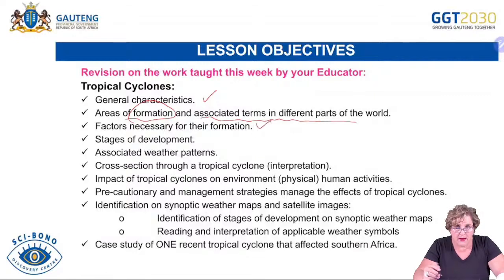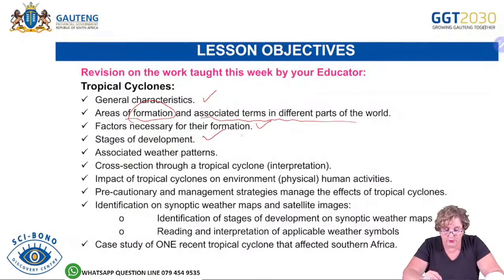What are the factors necessary for the formation? What are the stages that the tropical cyclone goes through during its development? We are going to look at associated weather patterns, the cross section through a tropical cyclone, the impact of the tropical cyclone on the environment and human activities, and some precautionary and management strategies.